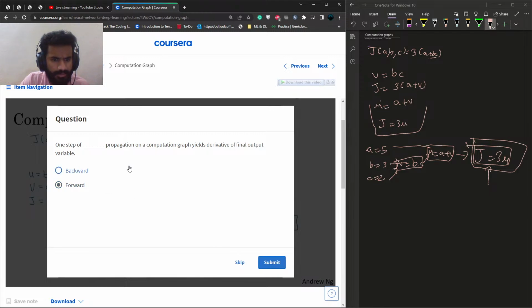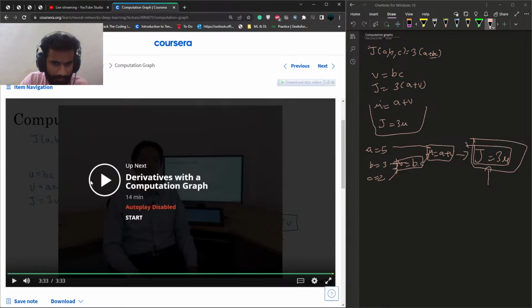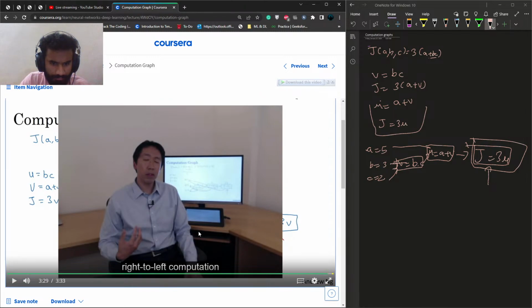One step of backward propagation computation will yield the final output. Backward graph. Computation of the derivatives. Let's go on to the next video.